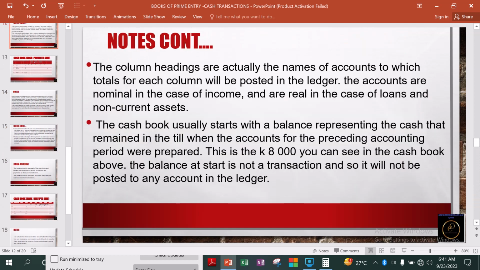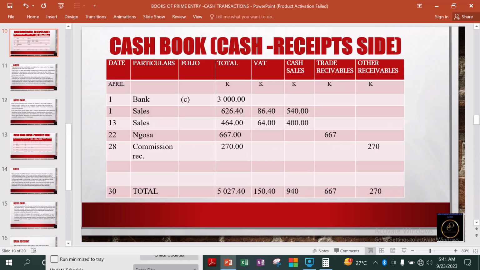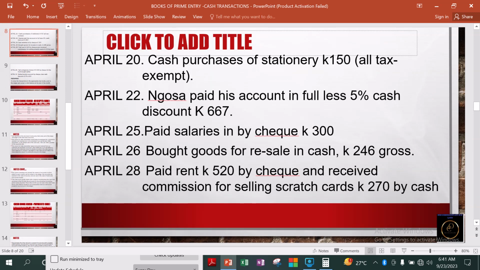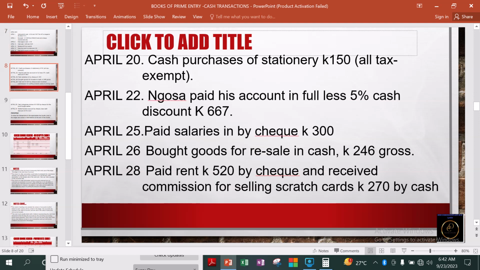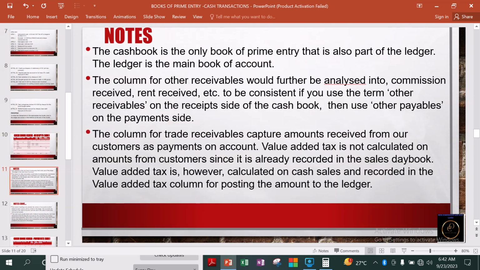Let's look at another transaction and see what happened. The next transaction we are looking at is April 19, where cash was paid for repairs of furniture to the tune of 130. So the cash book cash payment side is giving. We are expected to record this in the cash book cash payment side. So we go to the cash book cash payment side.